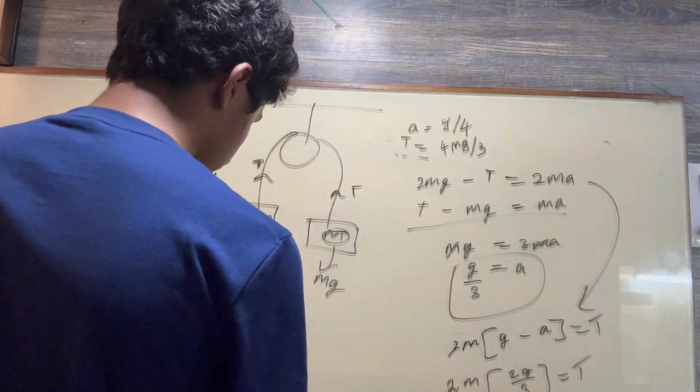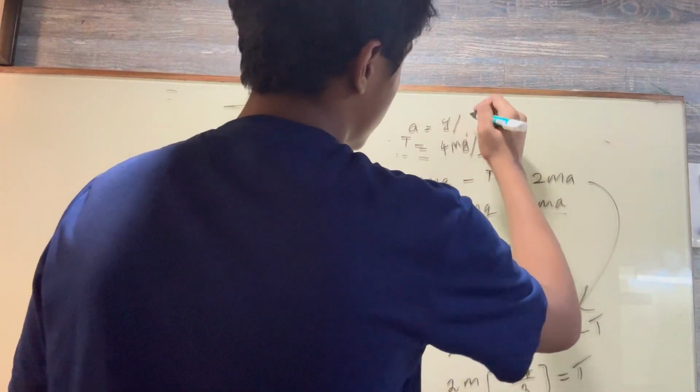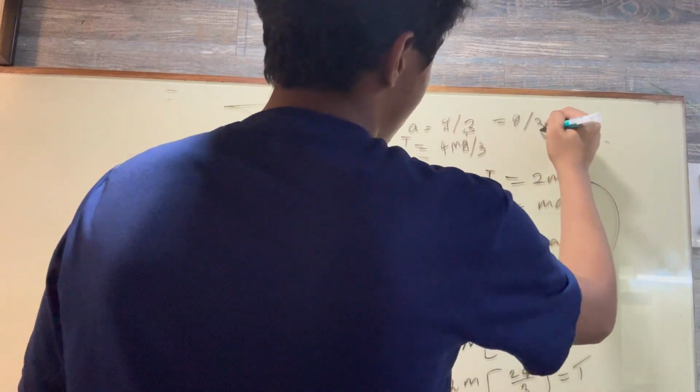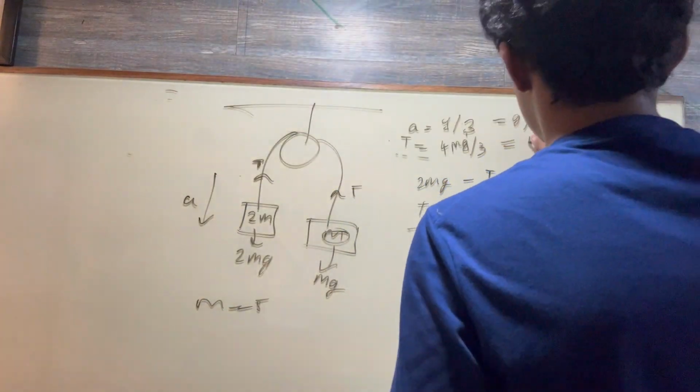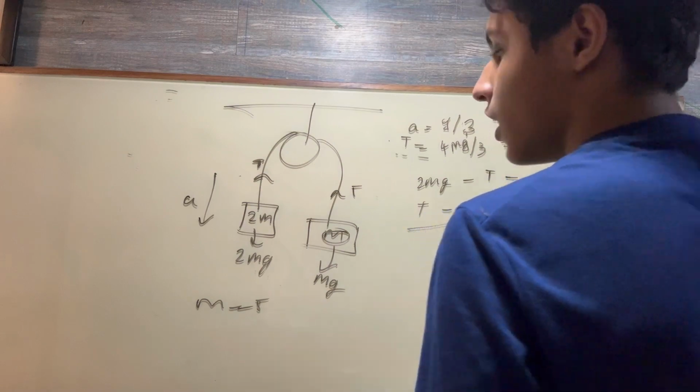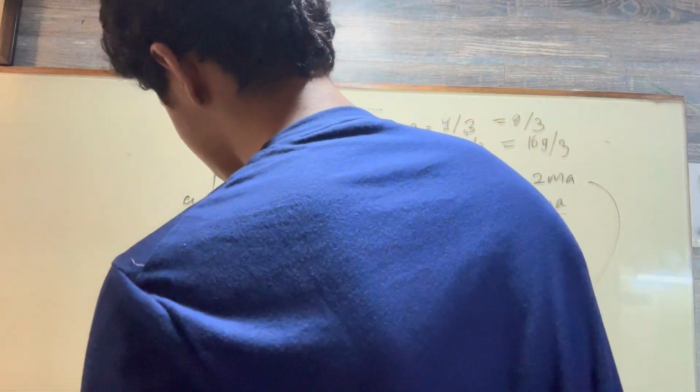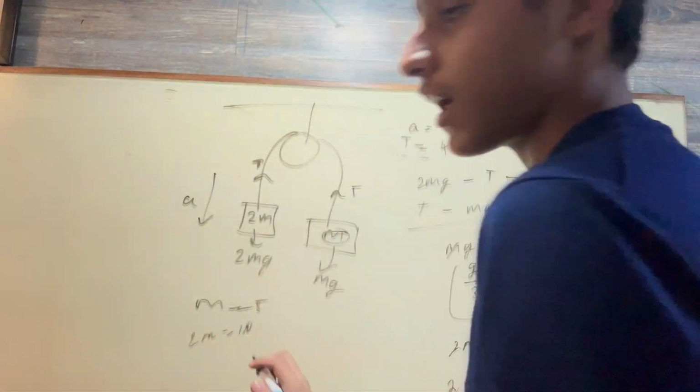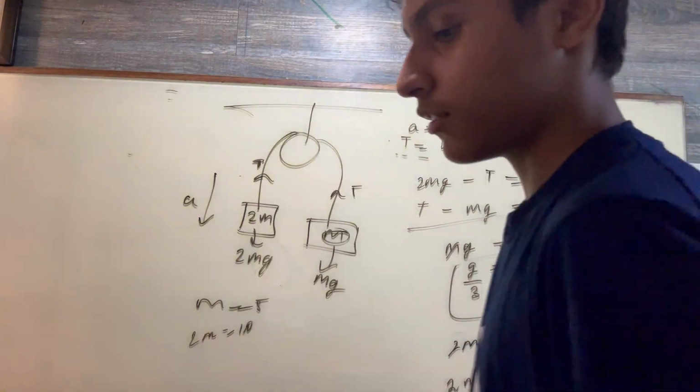So technically if I were to substitute m is equal to 5, right, we would still get g by 3, sorry, not g by 4, g by 3, and here we would get 16 g by 3. If the m was equal to 5, so then 2m would be equal to 10. That was our actual question in the book.